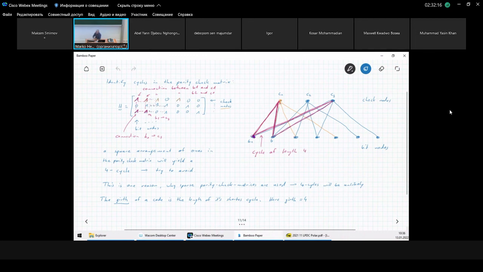It would be of length 4. We can only have longer cycles. So the next possible length would be a cycle of length 6. And well, the girth basically describes the smallest number there. So for better codes, the girth will be, for example, 6 or 8. 4 is quite bad because already after the second iteration, we start to lose the independence of our additional information.